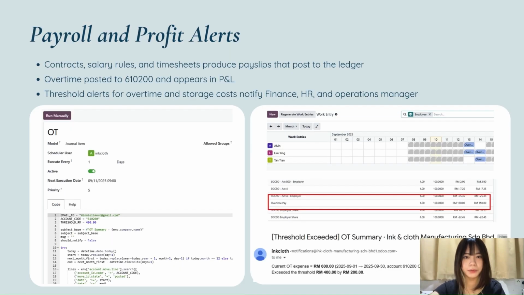Lastly, for the payroll and profit alerts, we check the salary structure so overtime is calculated from the work entries. Each payslip now pulls the employee overtime hours, applies the rate, and posts the total to overtime wages in the ledger. A scheduled action runs every morning at 9, sums month-to-date overtime, and compares it to the threshold we have set. If it is over the limit, the system will send an email to notify. This lets finance, HR, and operations adjust the roster earlier and keep margin under control.